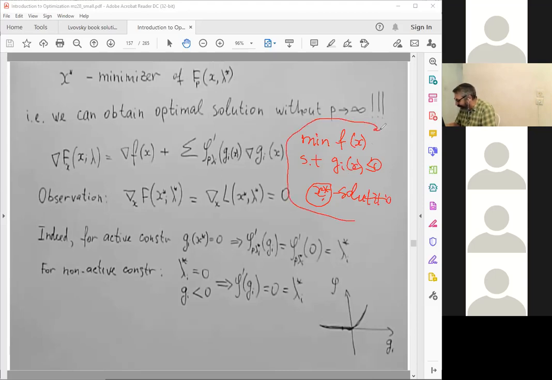Assume that we have such an x, and assume that this is a good problem, that KKT condition is satisfied in this x. Then we are asked to show that this is also a minimizer of augmented Lagrange. It means that optimality condition with this phi prime is satisfied, yes? And we know that phi prime at the origin is the same as its argument, as lambda, which is staying here. Yes, try to get back to your question.